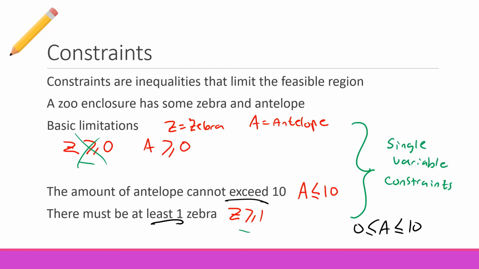That means more than, or could be as low as 1. If it said there must be more than one zebra, then it would be Z is greater than 1. So we're going to see questions like that in a second. But yeah, those are the single variable constraints. What would it look like for double variable constraints, or two variable constraints?